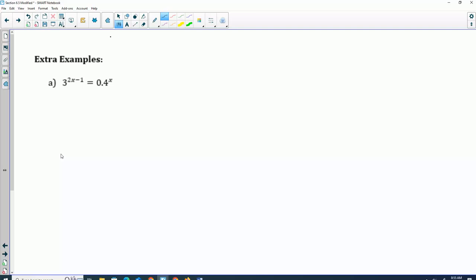We know that common base is the easiest option, but sometimes it doesn't work. If we can't get a common base, what is our strategy? So remember, this is on your notes packet, those extra examples. We did B and D yesterday, so we're going to look at A, C, and E. So we add a log on each side.